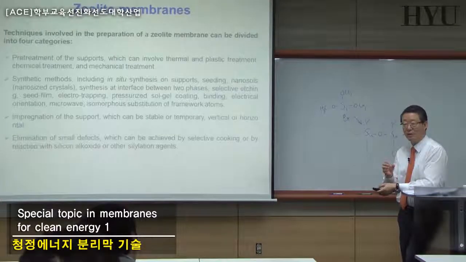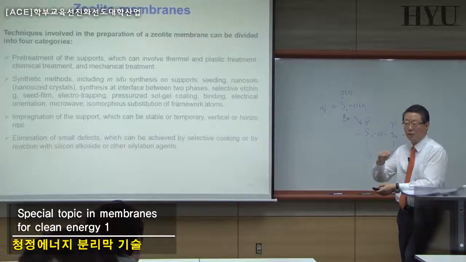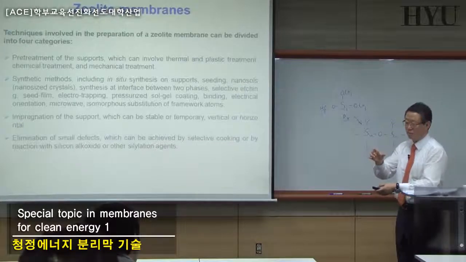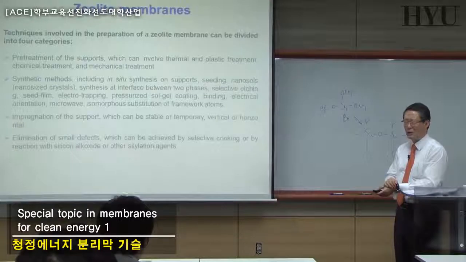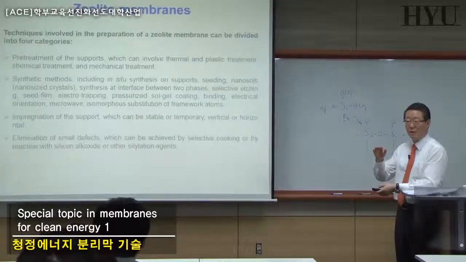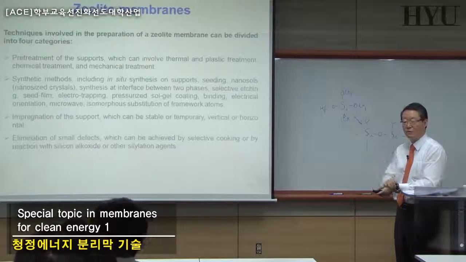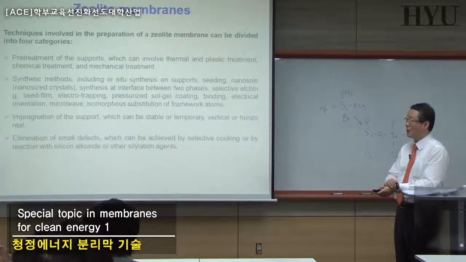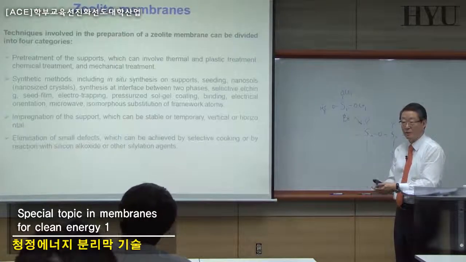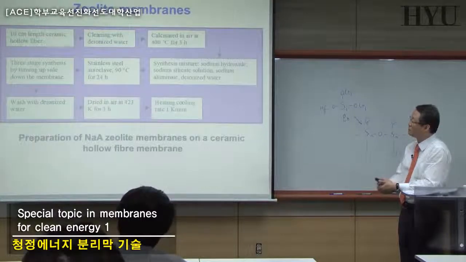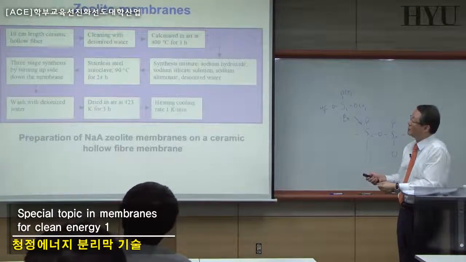Alpha alumina has a very highly porous structure, whereas if you put gamma alumina on top of the alpha alumina, then the pores will be plugged, filled with the gamma alumina. Gamma alumina has no defects, and on top of the gamma alumina, you can put the zeolite. So this is the process of making a zeolite membrane.